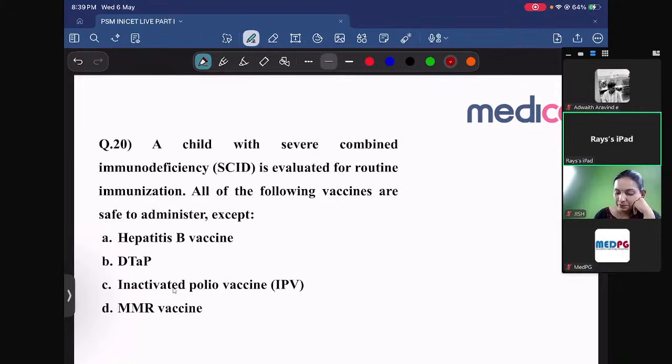Now here, which vaccine is contraindicated, or in other words, they are asking which among the following is a live vaccine. MMR is a live vaccine, the rest are not live vaccines.